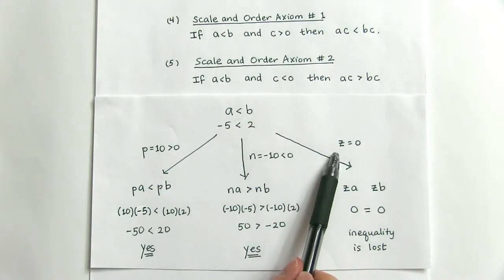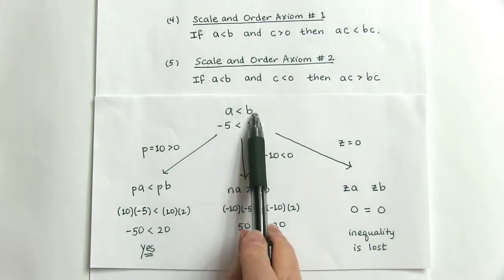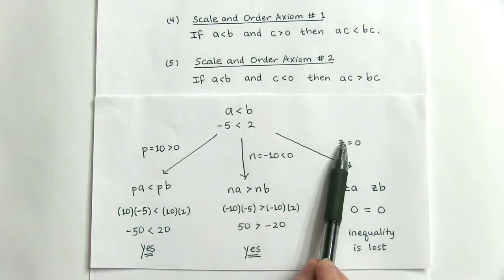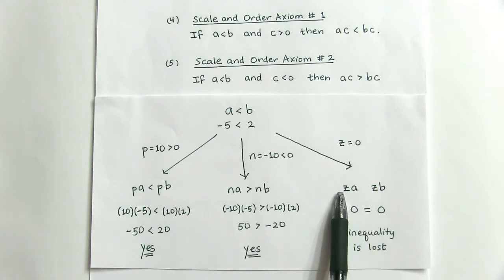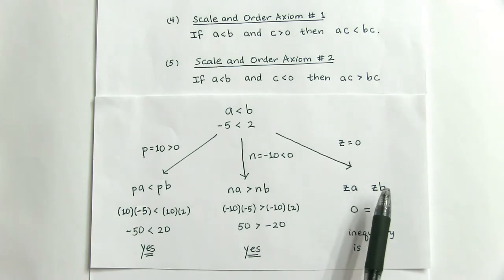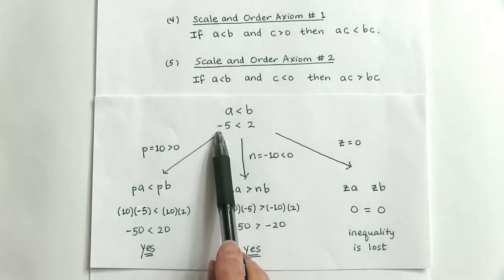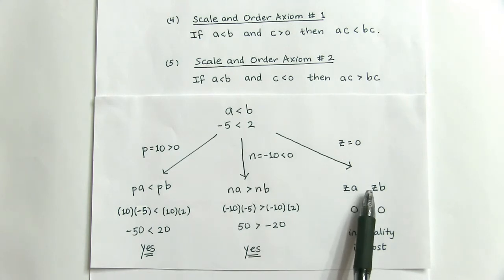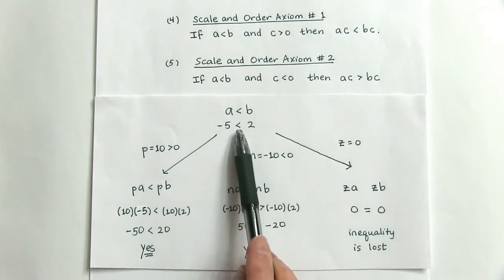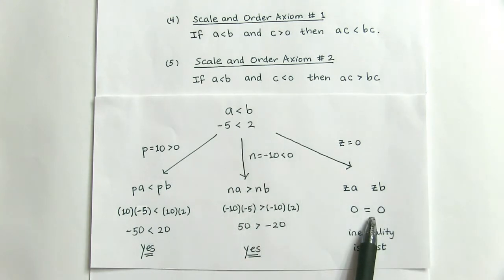Note that if I were to multiply both sides of an inequality by 0, then the inequality is lost, because 0 times A is 0 and 0 times B is 0. So A was less than B, but 0 times A is equal to 0 times B. So the inequality becomes an equality when multiplying by 0.